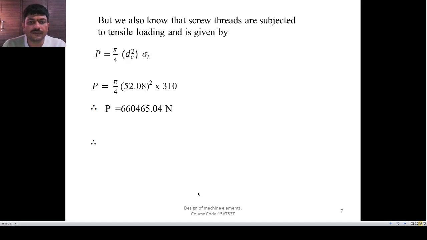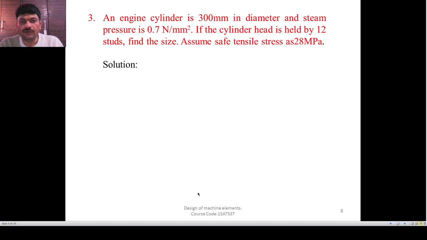So here you are getting 6,60,465 Newton, that is 6 lakh 60,465 Newton. Otherwise you can write it as 660 kilonewton. So this much amount of tensile load is acting on this M62 bolt.